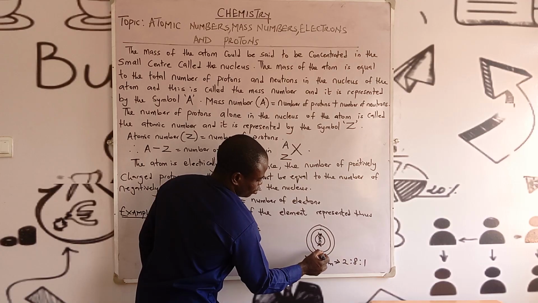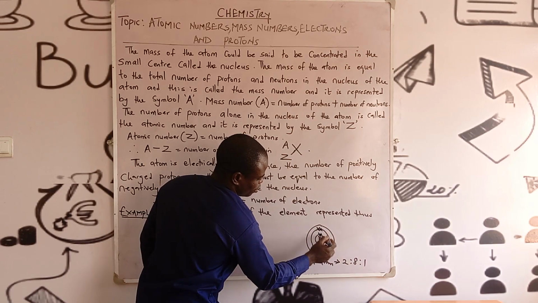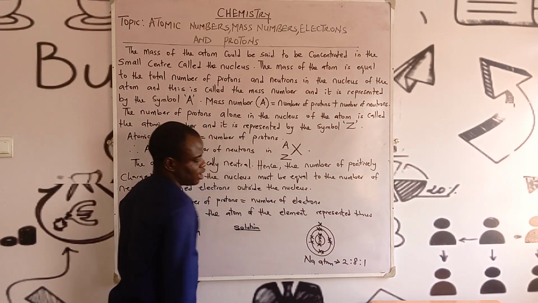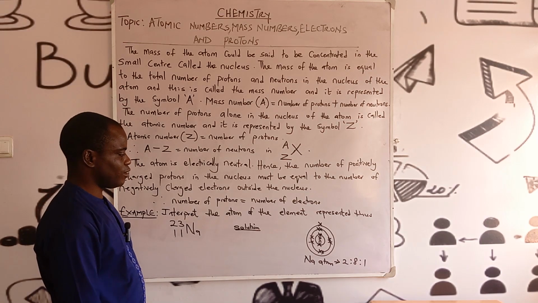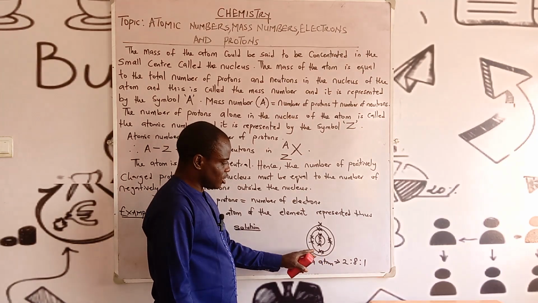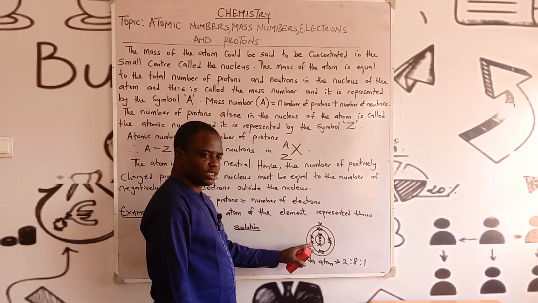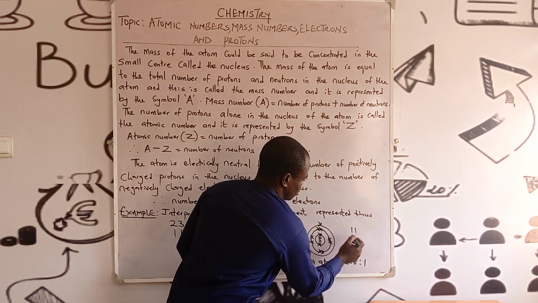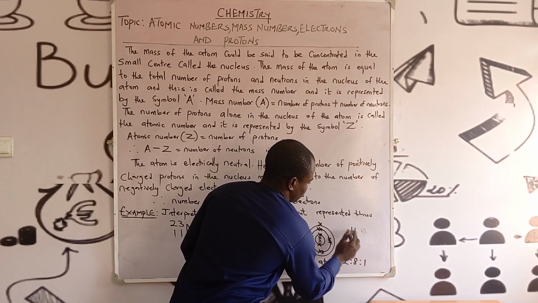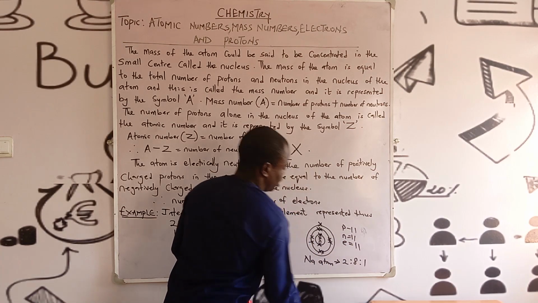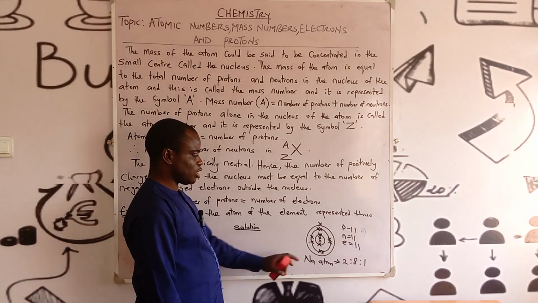Here, the electron arrangement is 2, 8, 1: 2 in the innermost shell, 8 in the next shell, and 1 at the outermost shell. In the sodium atom, you could see that the number of protons is the same as the number of electrons, which is 11. Protons equal 11, neutrons equal 12, and electrons equal 11 in the sodium atom.